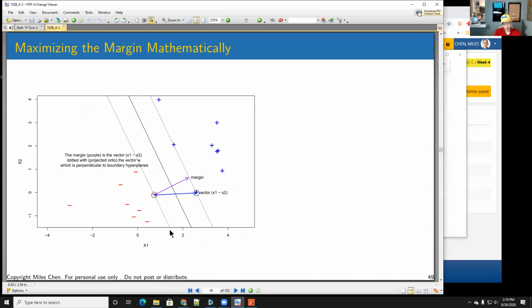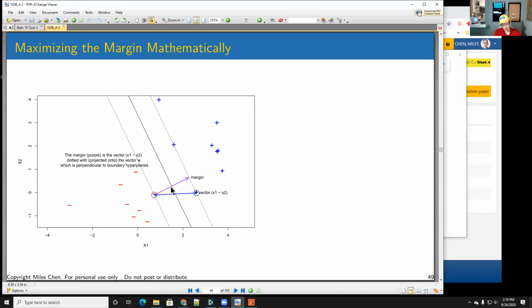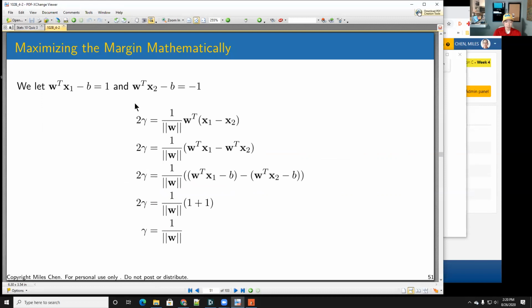So we're going to say the length of this margin is 2 gamma, and that can be found by taking that difference vector, x1 minus x2, and dotting it with the direction that's perpendicular to the hyperplane. And the direction that's perpendicular to the hyperplane is w over the norm of w. That's that direction there. And we're going to let x1 be on the positive boundary and x2 be on the negative boundary.